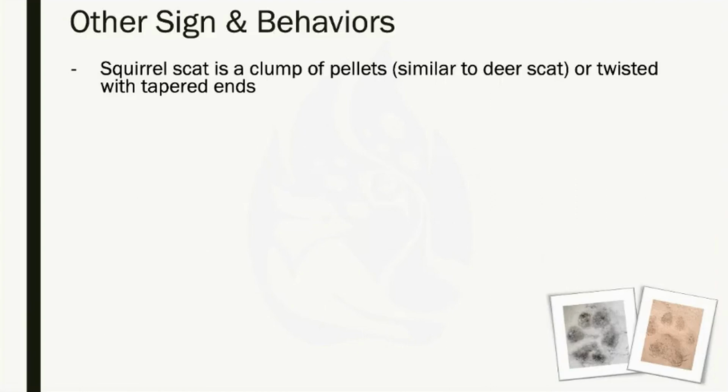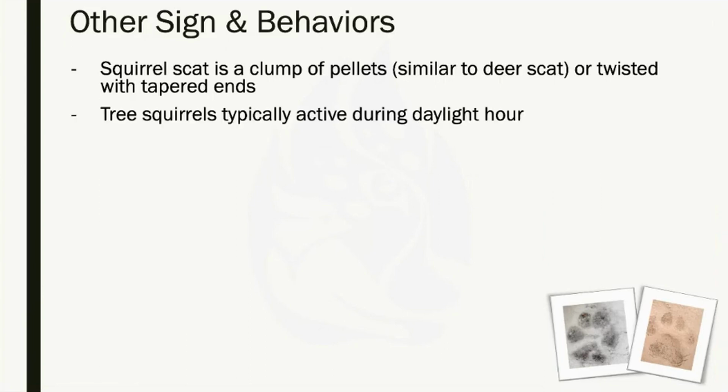Okay. So let's just talk about some sign and behaviors for squirrel species. So their scat is going to be a clump of pellets. It's kind of similar to when you see deer. Okay. They may be a little bit twisted. Sometimes they're connected, almost strung together, and they have little tapered ends. You will find them on the ground, but a lot of times on raised surfaces and in like nooks and crannies of trees. Okay.